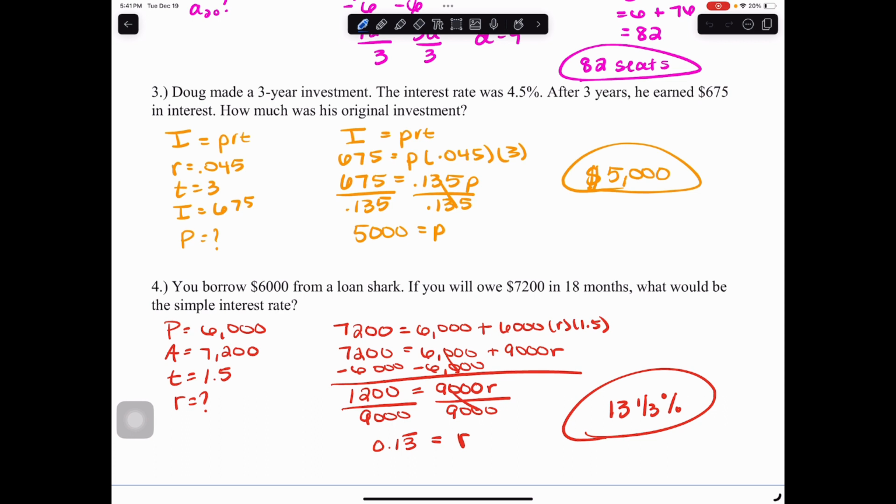I chose to use the A equals P plus PRT formula, and I filled in everything I know. I know the total is $7,200. I know the principal was $6,000. I don't know the rate, so I keep that in R, and I put in 1.5 for the time, not 18. 18 was in months. We always plug in years. Then I can solve this equation to work backwards, and I get 0.13 repeating, which is the same as 13 1/3%. And that concludes our lesson on applications of arithmetic sequences and simple interest.